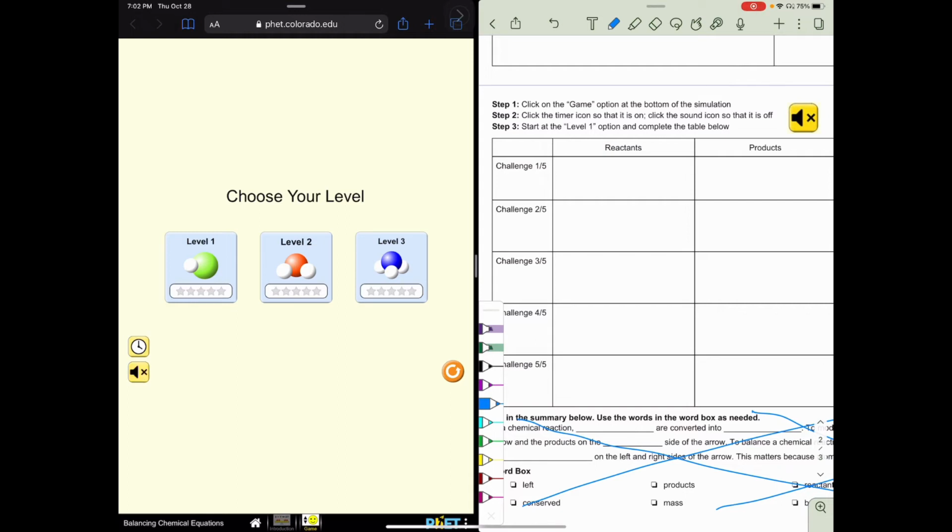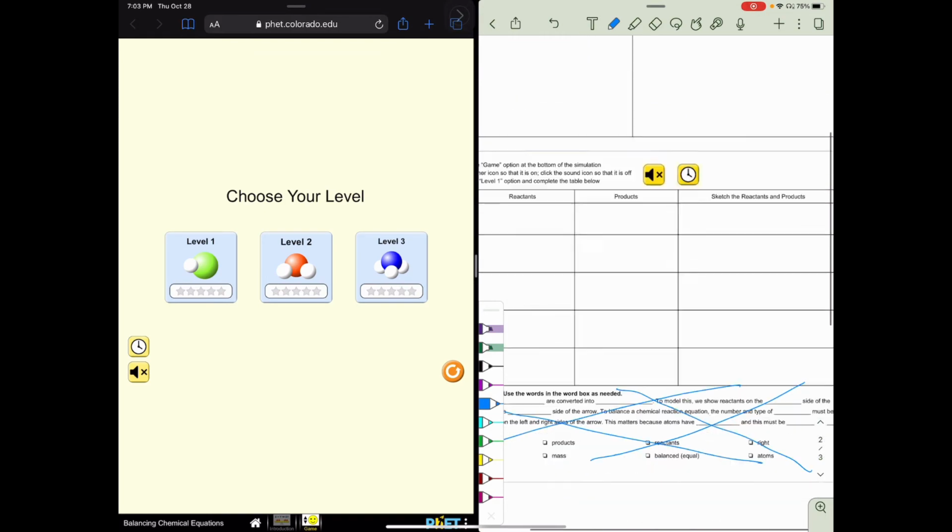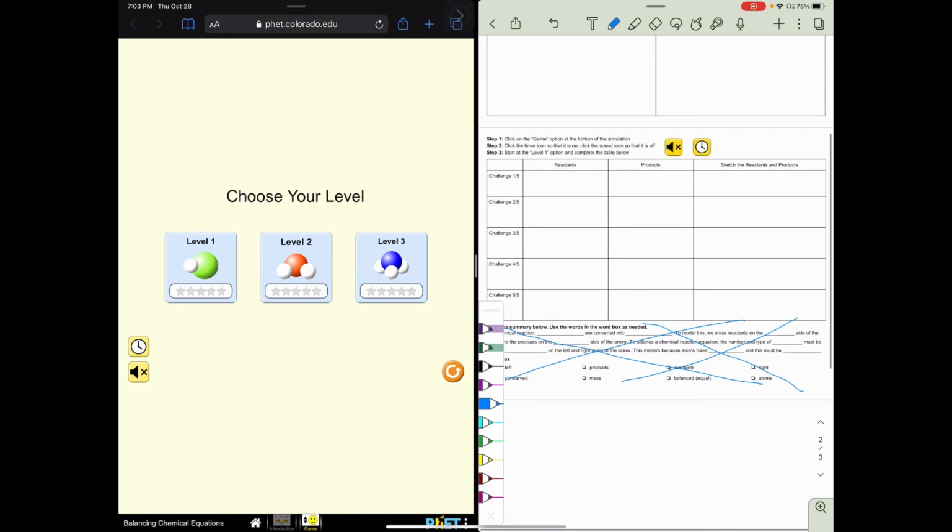All right. Step 3, start at the level 1 option and complete the table below. Essentially, you are doing the exact same thing as you did on the other side, but this is all about a game. This is all about just practicing and making it fun. Remember, if you are able to get all of them right, to get through all of these 5 challenges, you will get a nice reward in tomorrow's class.